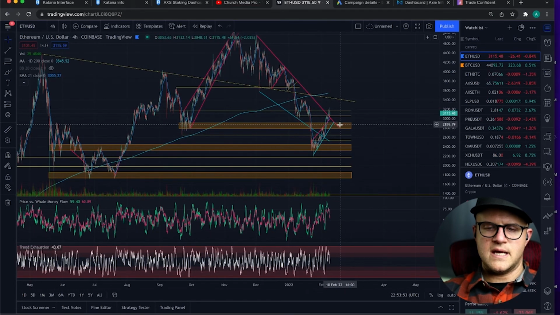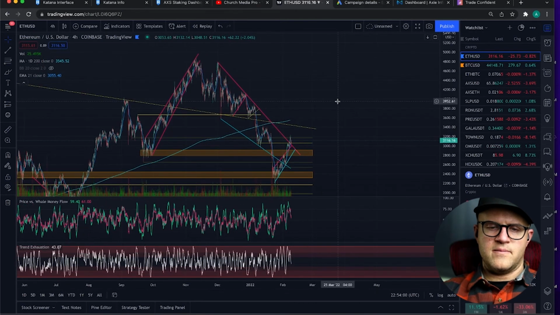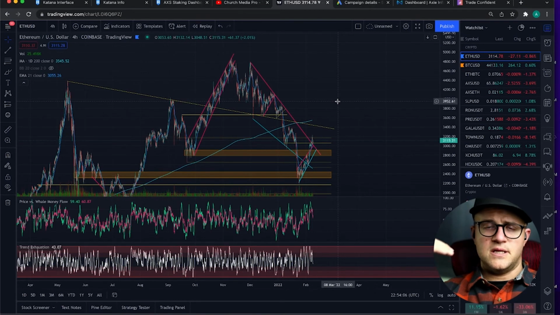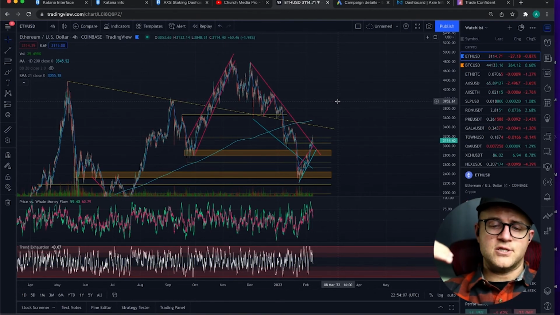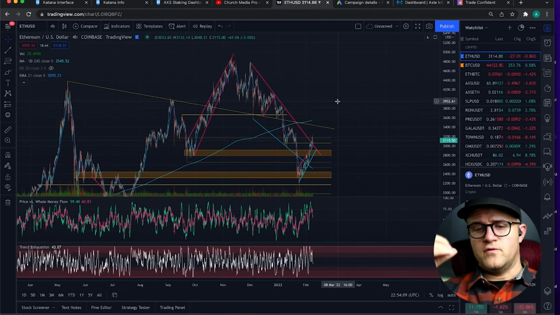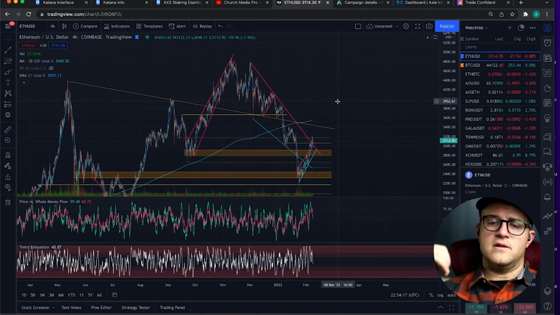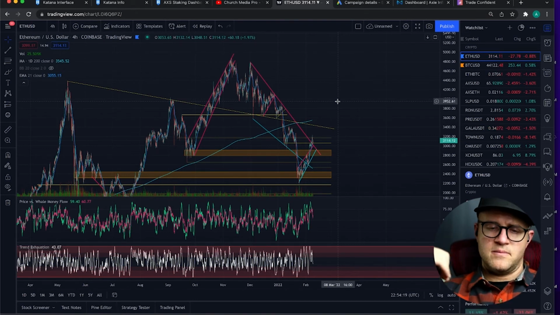but we could come down for a retest of this orange box here at 2870. But I do think we'll end the year at least at 4,000, if not higher. We have so much to look forward to, guys. The merge in the Ethereum blockchain is going to be massive for the supply, and there will be such a supply shock that I can't imagine the price of Ethereum below 4,000, let alone below 5,000 or 6,000, maybe even before that happens.